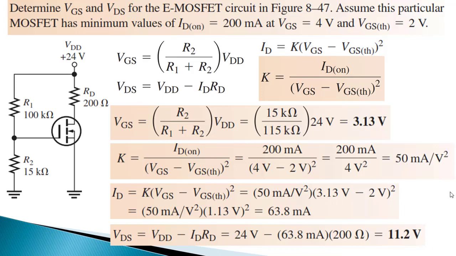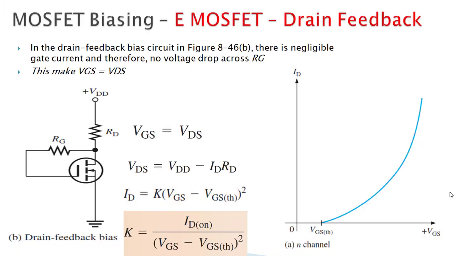So this is a potential divider biasing based problem. Next biasing type is drain feedback. First is potential divider bias, second type is drain feedback, and third type is zero bias. So this we already discussed.